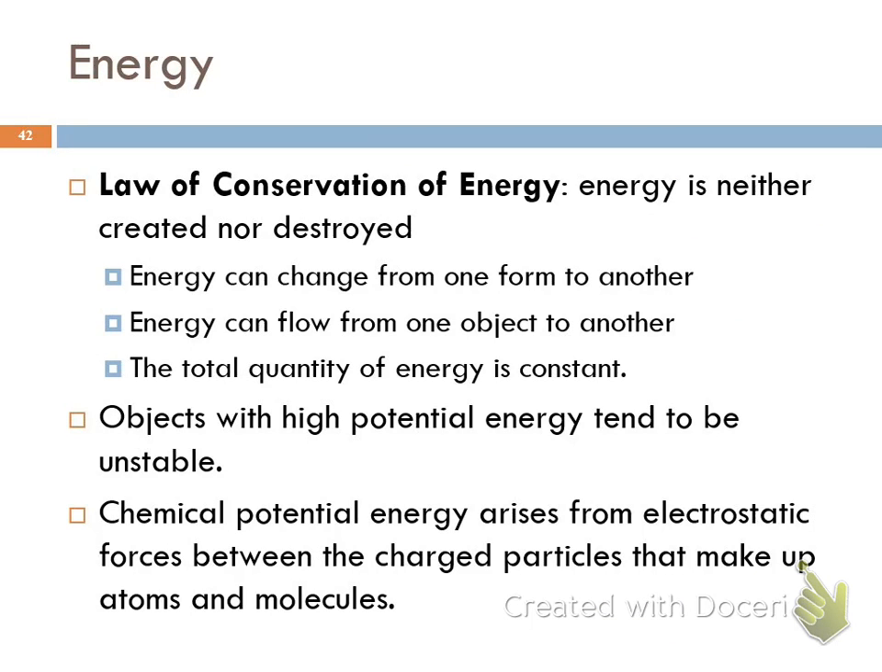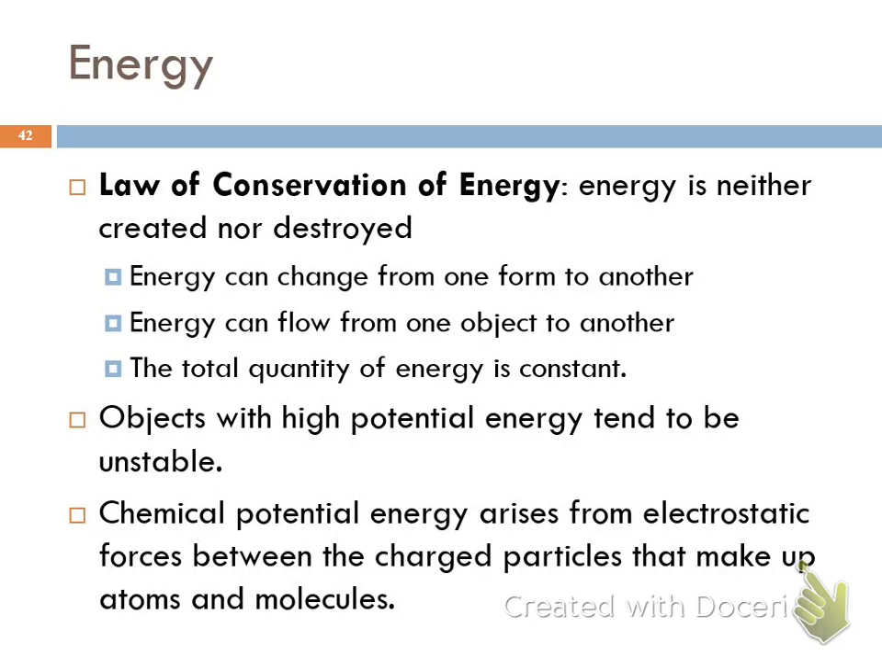The law of conservation of energy says that energy is neither created nor destroyed. It can change from one form to another. It can flow from one object to another, but the total quantity of energy is constant. And so, people used to come up with ideas for perpetual motion machines. It's scientifically impossible to have something like that. All of those perpetual motion machines that people came up with had some unobserved or hidden source of energy.